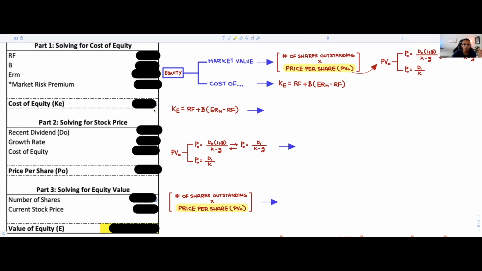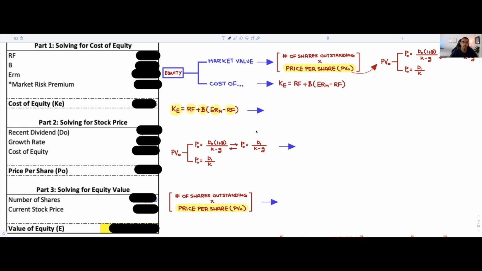So what's awesome here is we're going to start with finding our cost of equity, our KE. It's going to be part 1 here. What's awesome with our KE is that we already know what our risk-free rate is, what our beta is, and what our ERM is. So with that, we're going to be able to solve for KE, and we're going to do that together.